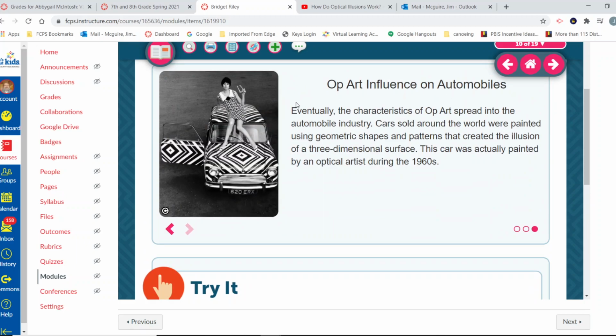Oh, I love this little car. It's kind of neat. Eventually, the characteristics of op art spread into the automobile industries. Cars sold around the world were painted using geometric shapes and patterns to create the illusion of a three-dimensional surface.